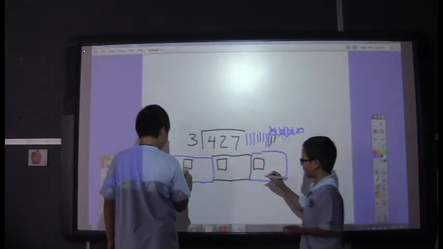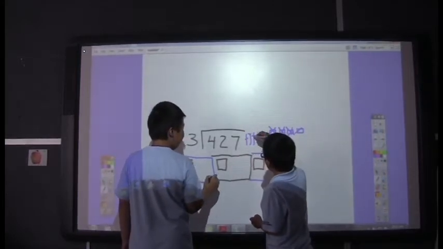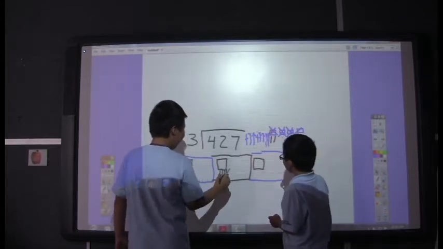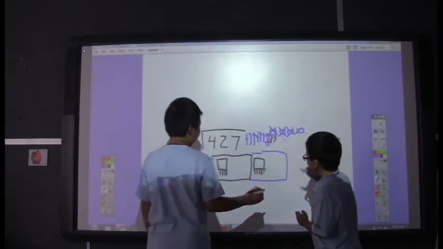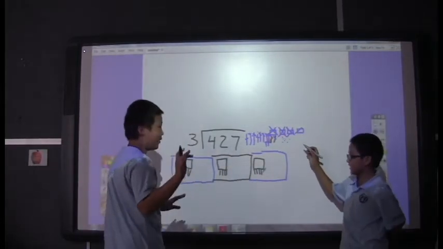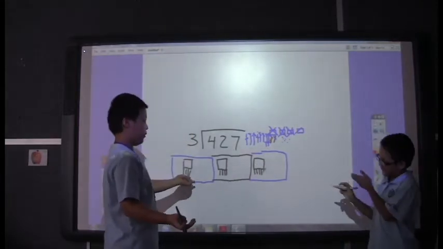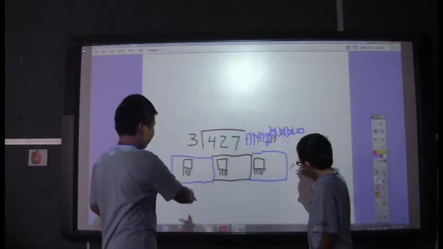So 1, 2, 3, 4. 1, 2, 3, 4. And the last one. 1, 2, 3, 4. And then there are only 7 ones left. So 7 divided by 3 equals 2 times, with 1 left. So you write 2 dots.